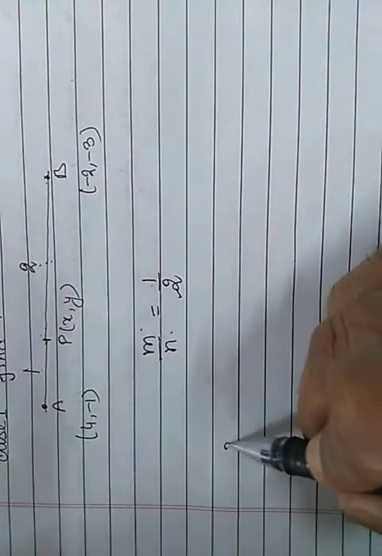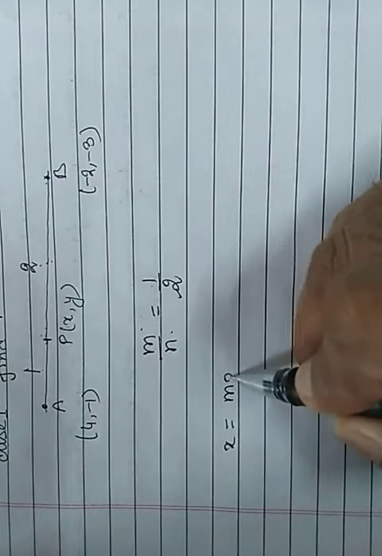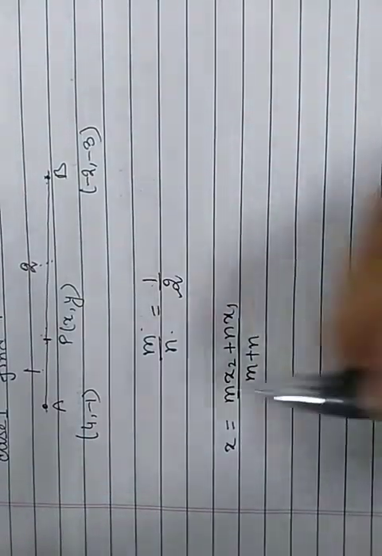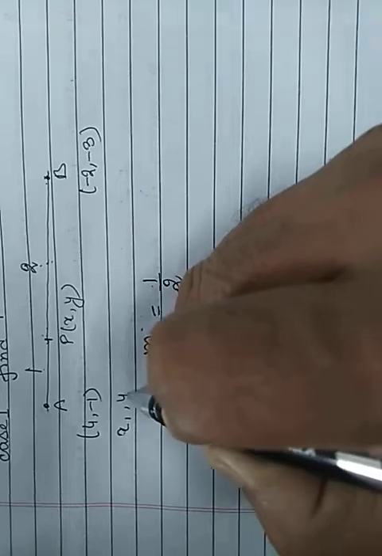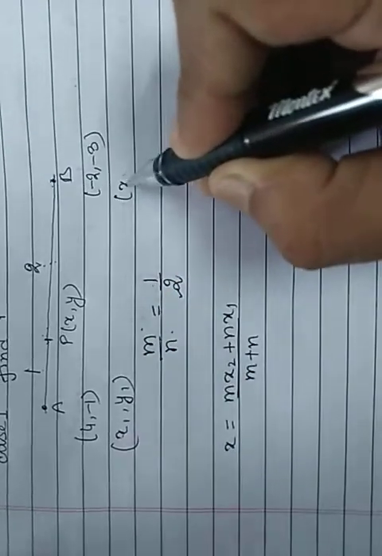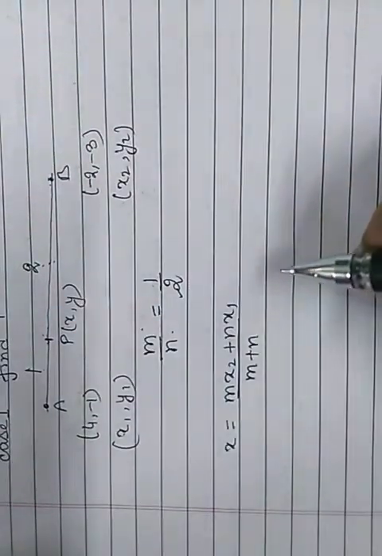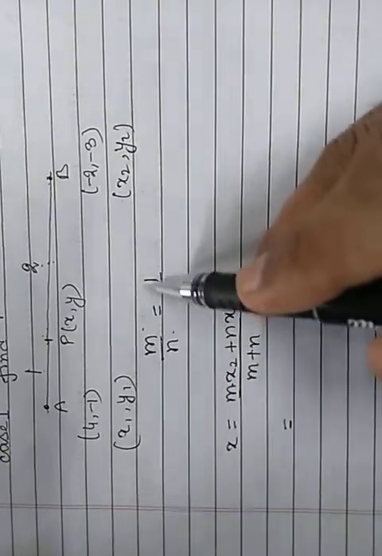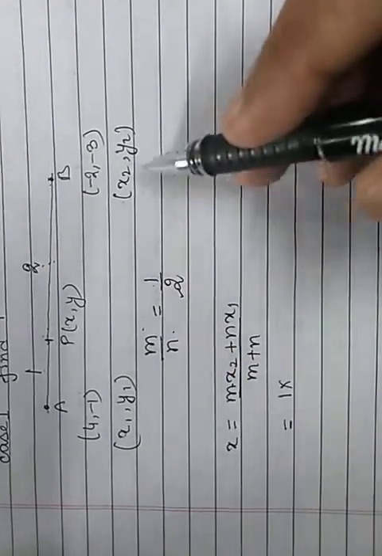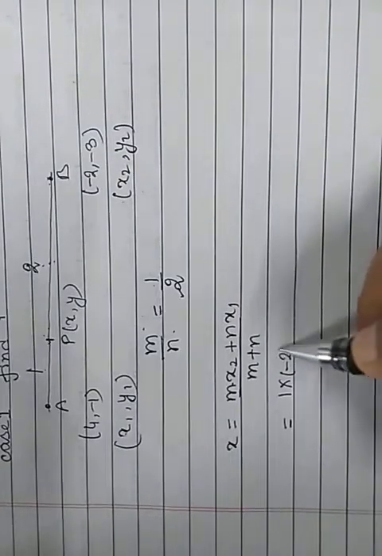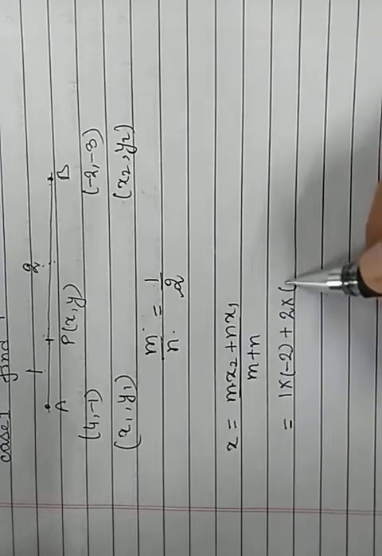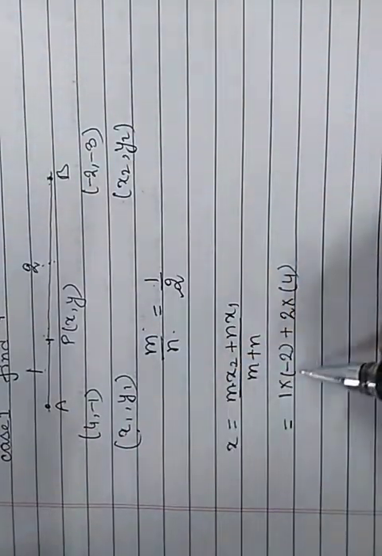So using the formula, x is equal to mx2 plus nx1 upon m plus n. This can be considered as x1, y1 and this can be considered as x2, y2. Now mx2. So what is the value of m? The value of m is 1. The value of x2 is minus 2, plus the value of n is 2. The value of x1 is 4 from here, upon m plus n, that is 1 plus 2.